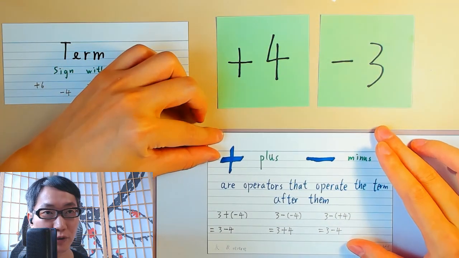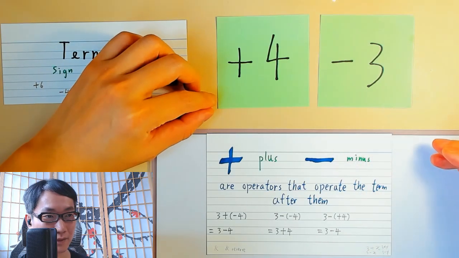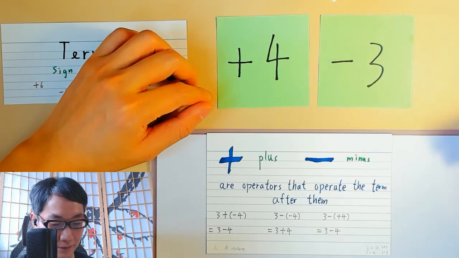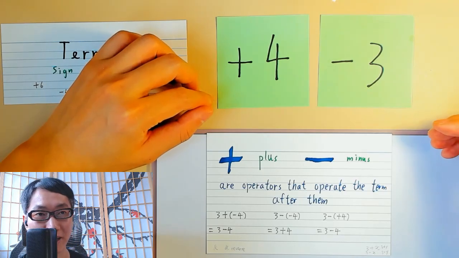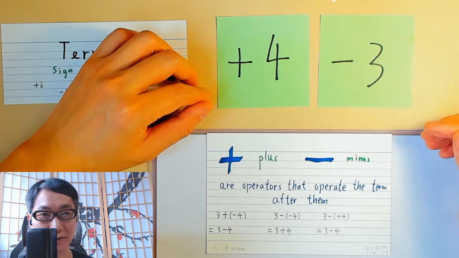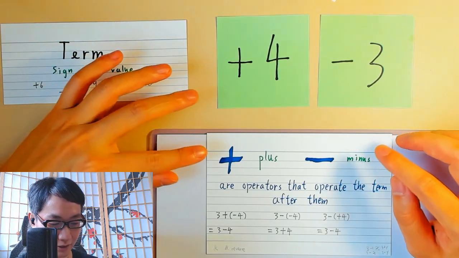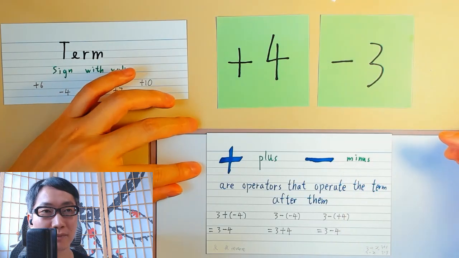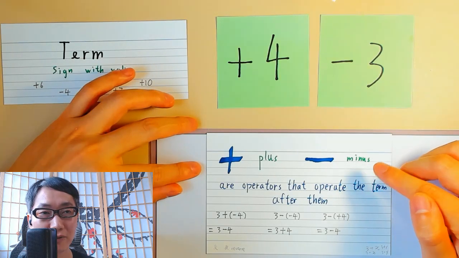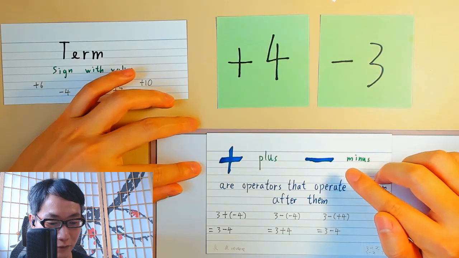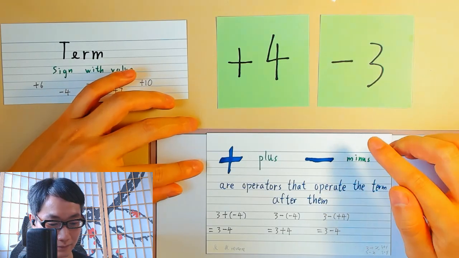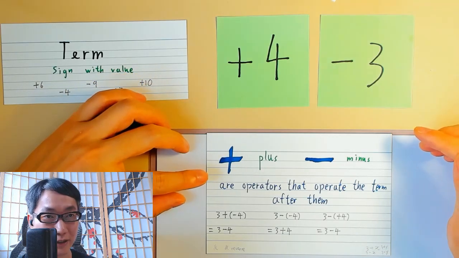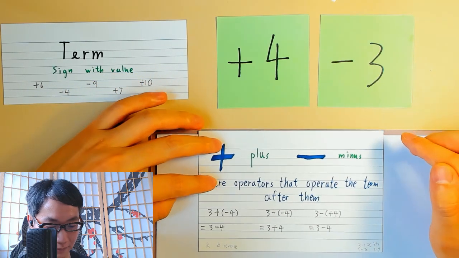Next, let's talk about operators. So this is a plus operator and this is a minus operator. And they look exactly the same as the positive sign and the negative sign. So they are operators that operate on the term after them. So it tells us to do something to the term next to them. For plus, it actually does nothing to the term next to it.